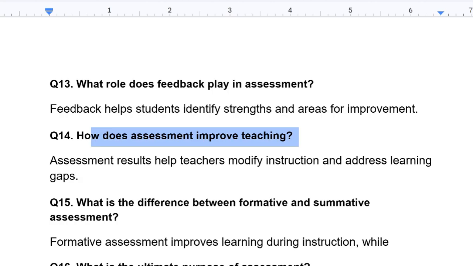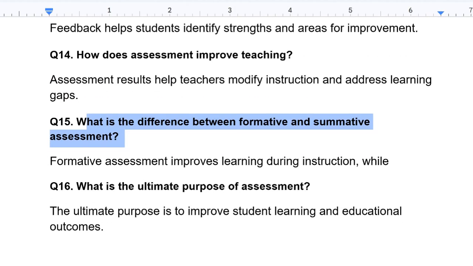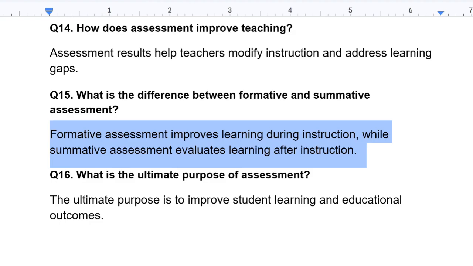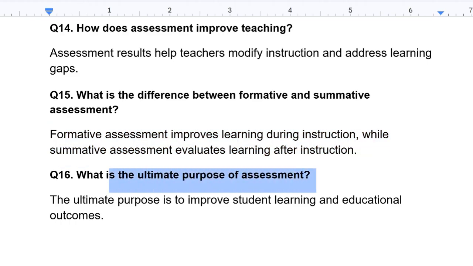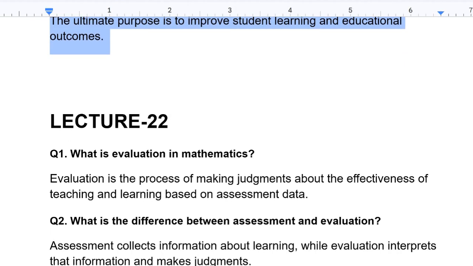How does assessment improve teaching? Assessment results help teachers modify instruction and address learning gaps. What is the difference between formative and summative? Formative assessment improves learning during instruction, while summative assessment evaluates learning after instruction. What is the ultimate purpose of assessment? The ultimate purpose of assessment is to improve student learning and educational outcomes.